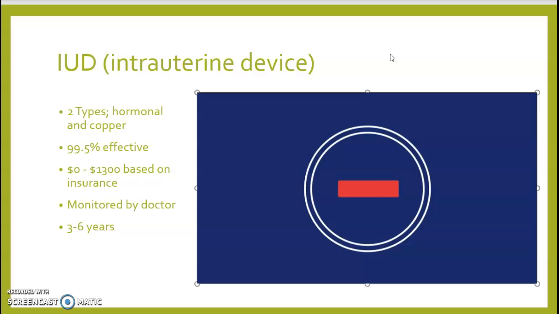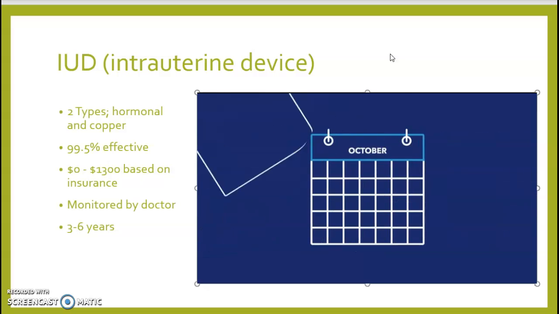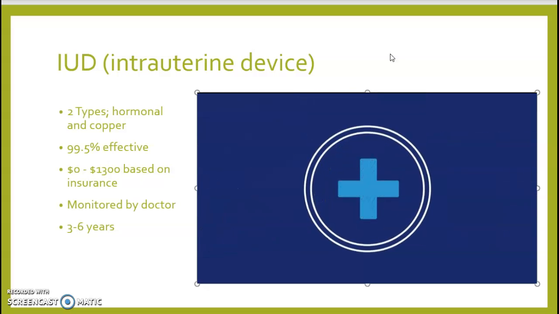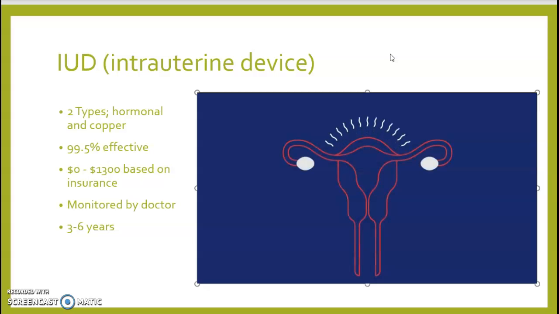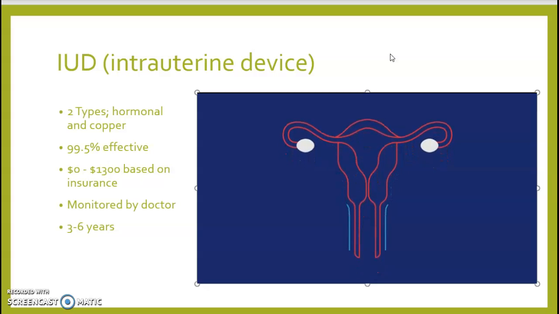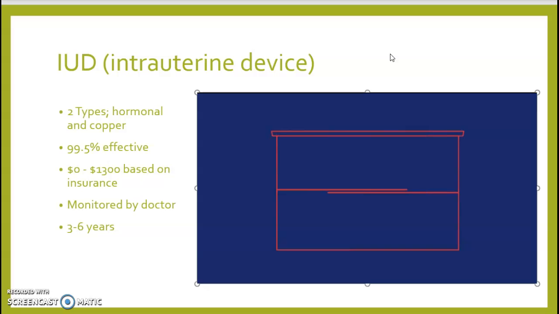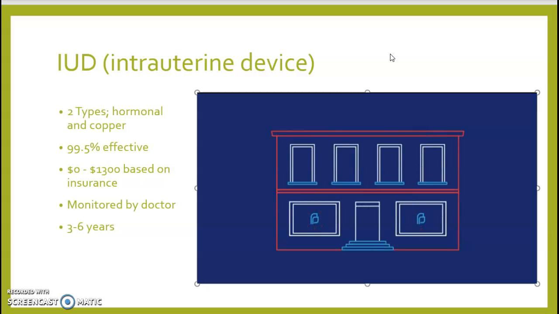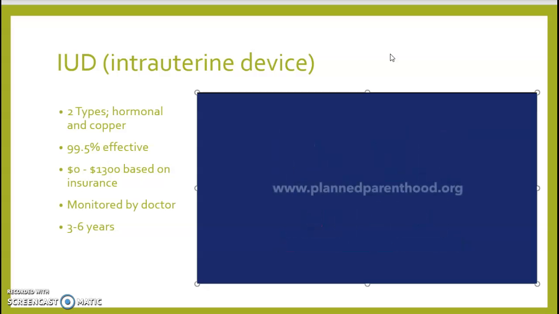The IUD has possible side effects, but they usually go away after a few months. They have lots of benefits too. Hormonal IUDs can ease cramps and make your periods lighter, or even stop them completely. Want to get an IUD? Your nearest Planned Parenthood Health Center is here to help.